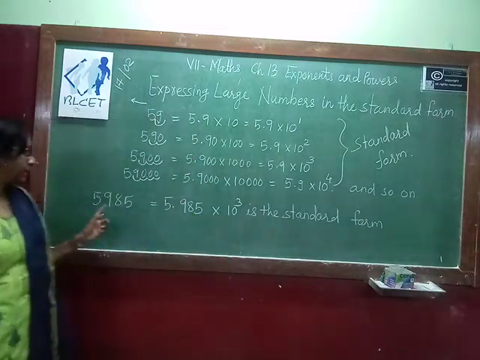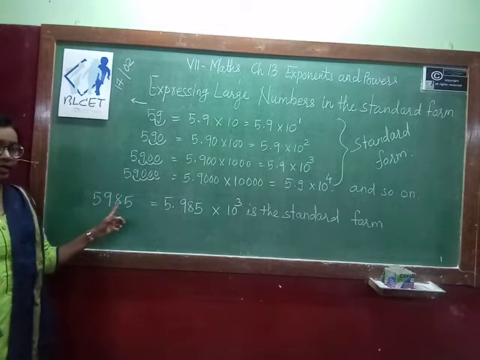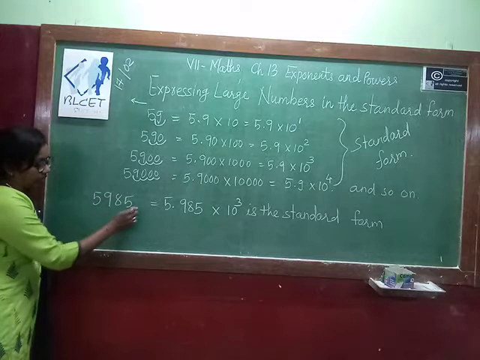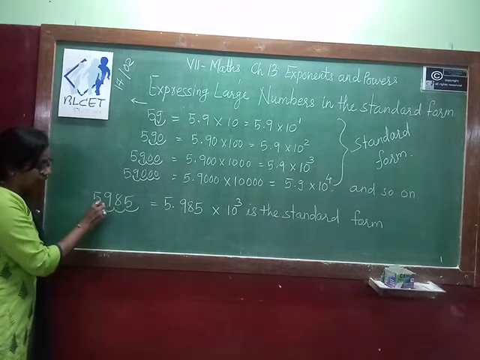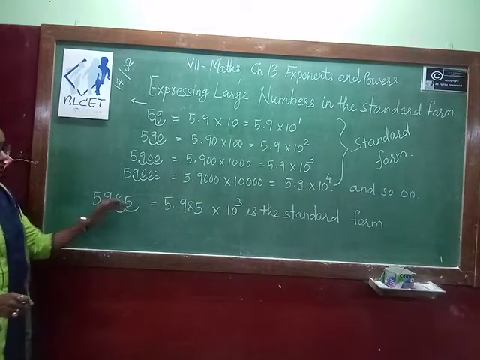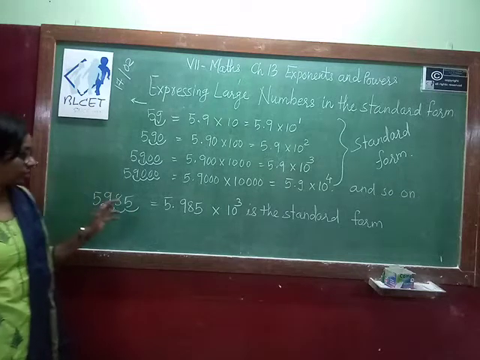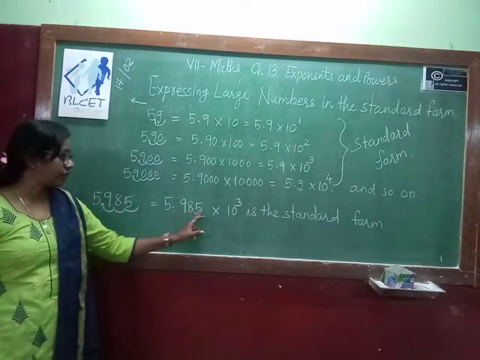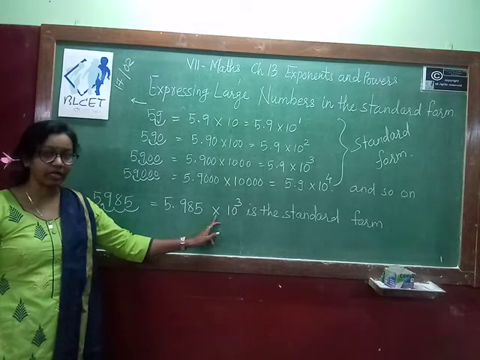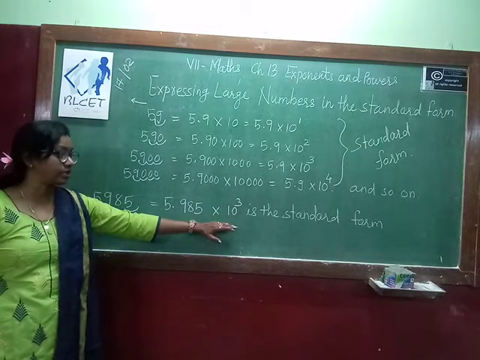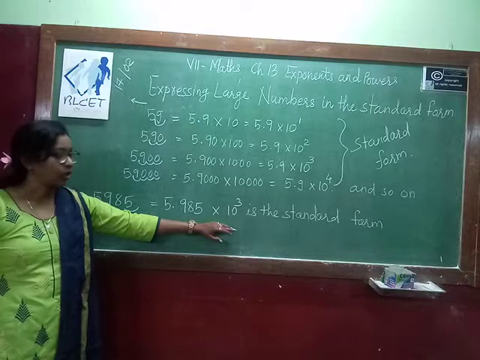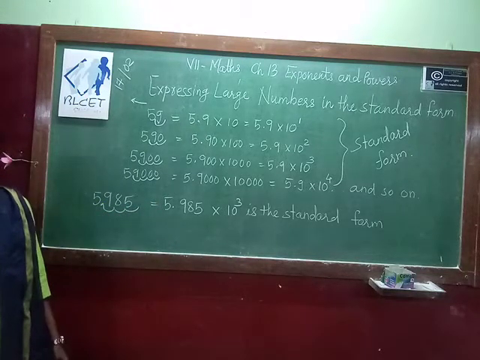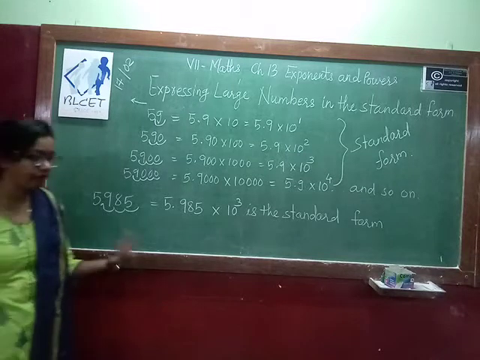So suppose you have 5,985 and you want to keep the decimal point over here. So 1, 2, 3. You have to shift the decimal point 3 places in the left direction. So we have to multiply by 1000. So 5.985 multiplied by 1000, which you can represent as 10 power 3. So this is the standard form. So this way we can express large numbers in the standard form.